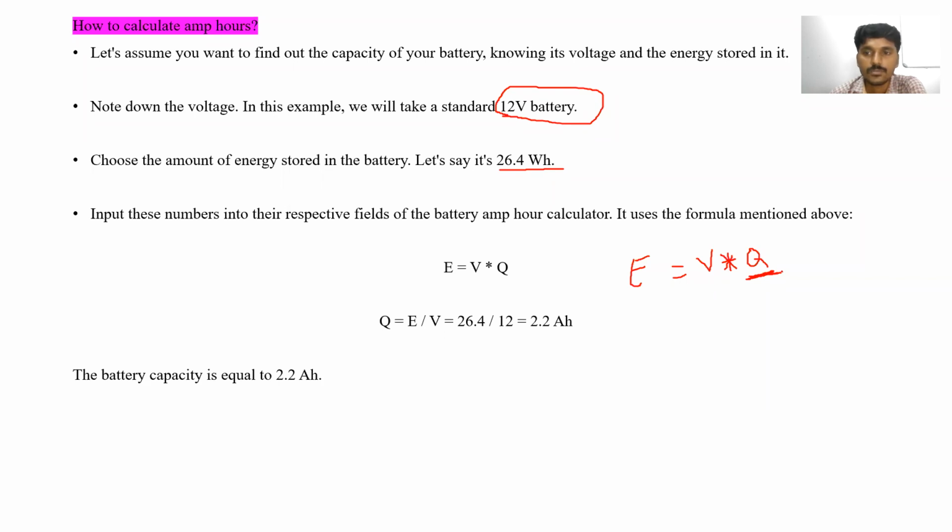E is equal to V into Q. So here, what do we have to find out? We have to find out the Q. From this equation, what can we write? Q is equal to E by V. Can we write it like this? Yes, sir. Okay, so what is the value of E?